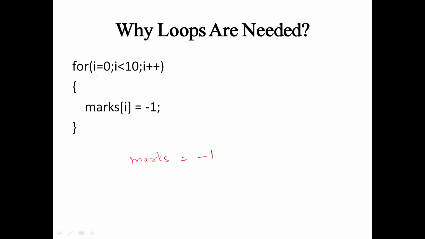So, for i is equal to 0, i less than 10, i plus plus, it visits marks of 0, marks of 1, marks of 2, marks of 3. So this loop will be repeated while i is less than 10, meaning till i is equal to 9, everything is okay. When it becomes i equal to 10, the condition becomes false and we will exit from the loop. So it visits every element one by one and sets all the marks of 0, marks of 1, marks of 2, marks of 3, all marks as -1.